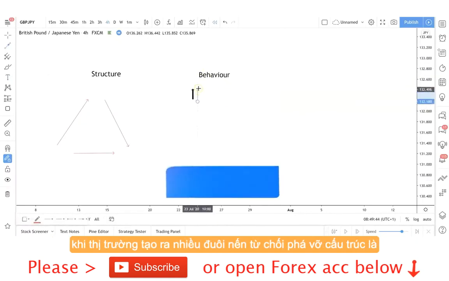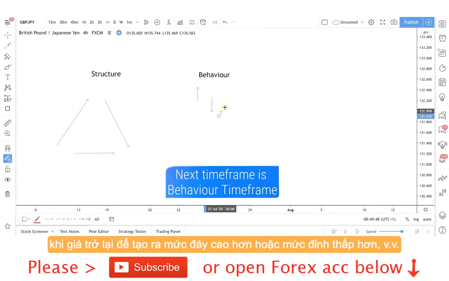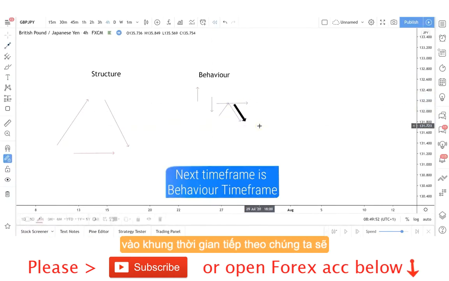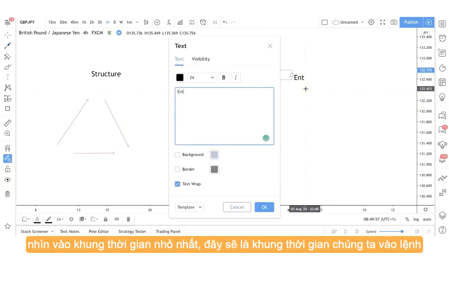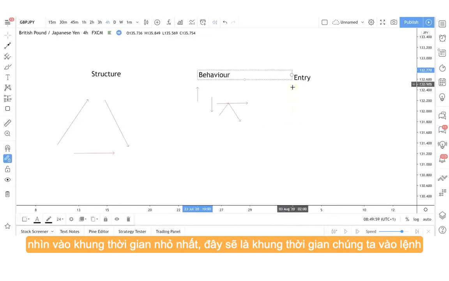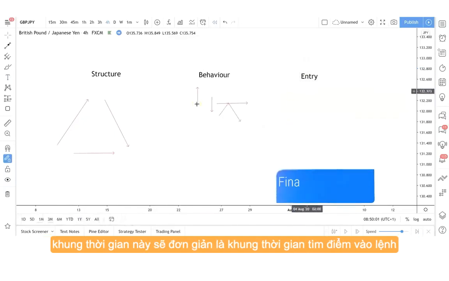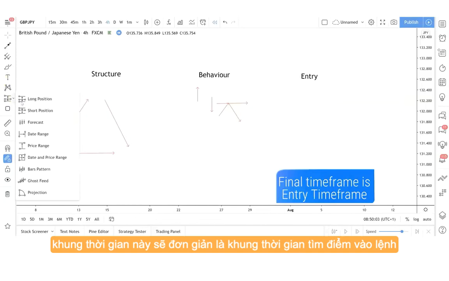Is the market creating lots of wick rejections? Is the market breaking structure? Is the market pulling back to create higher lows or lower highs, etc.? The next time frame that we're going to look at is our final time frame, which will be our entry time frame. And this time frame is simply going to be what it is, our entry time frame.